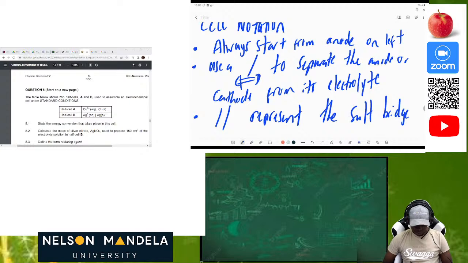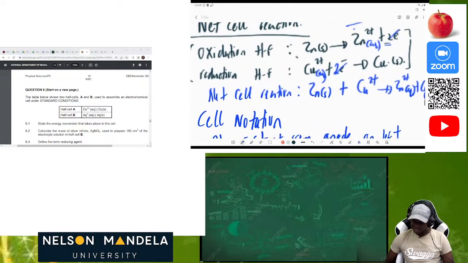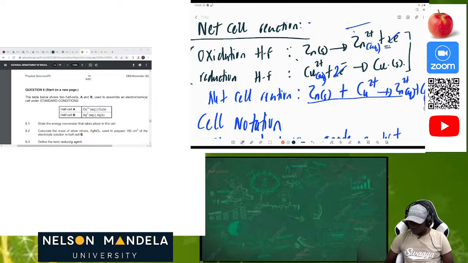Now, for instance, from the example we had here, we could write this in cell notation, because they will definitely ask you for cell notation. We use a forward slash to separate the anode and the cathode from their electrolytes. Zinc was on the anode, and Cu2+ was on our cathode, so we separate them by our forward slash.